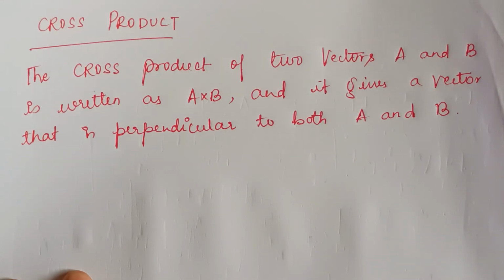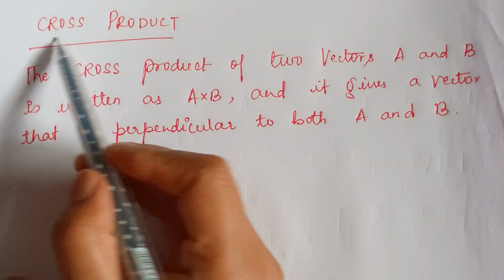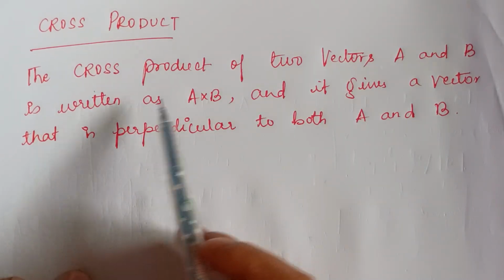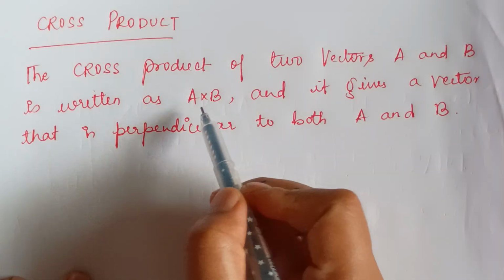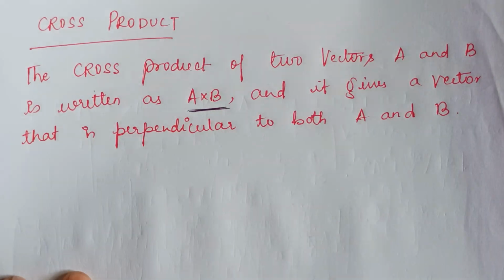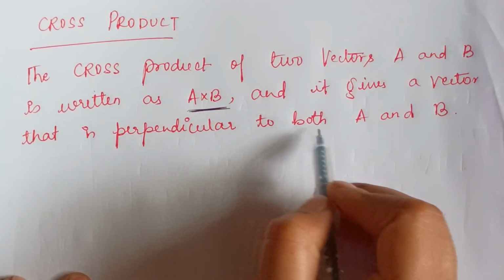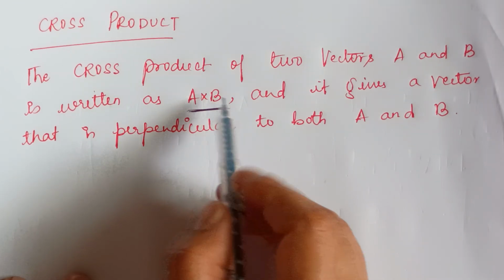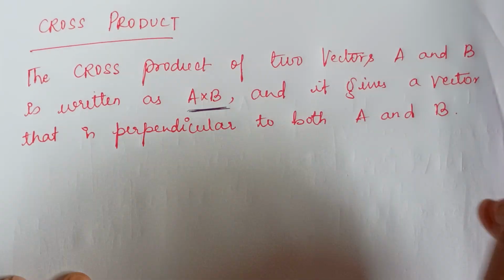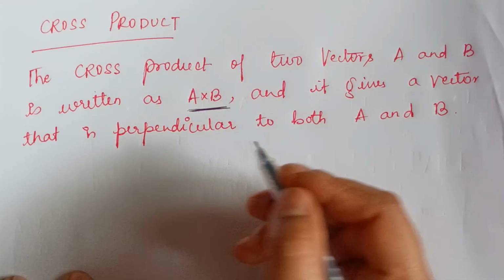In this video, we are breaking down one of the most important vector operations in physics and engineering, the cross product. So the cross product of two vectors A and B is written as A cross B. This is denoted by A cross B, and it gives a vector that is perpendicular to both A and B. When we find A cross B, we will get one more vector that is perpendicular to both vector A and vector B.